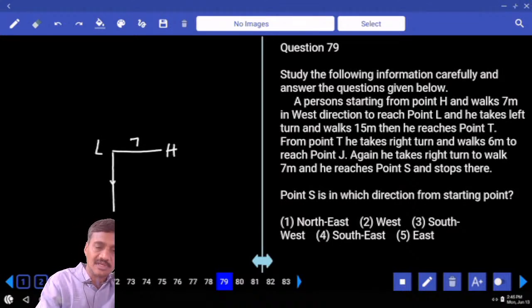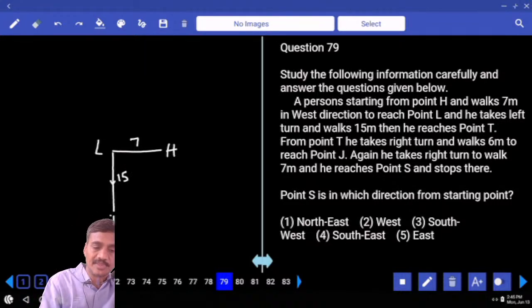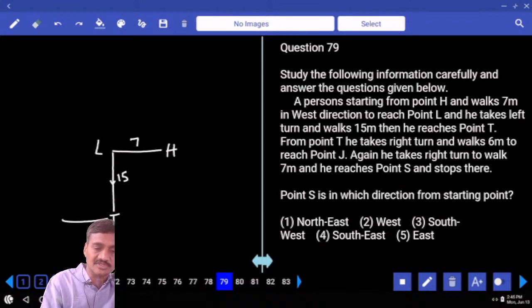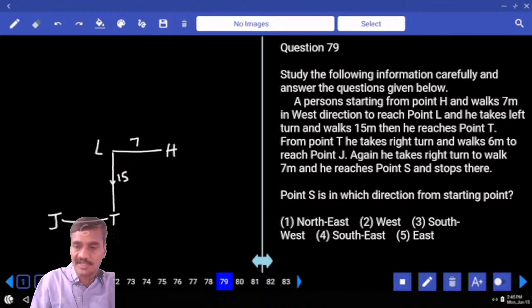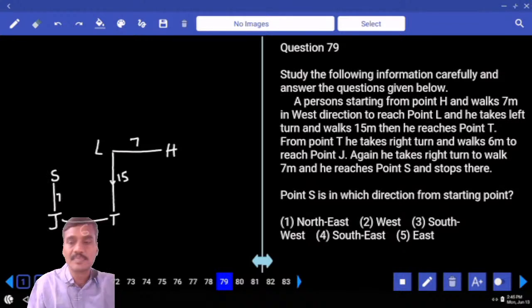From here, left hand side, he walks 15 meters and reaches point T. From T, he takes a right turn, walks 6 meters and reaches point J. Again he takes a right turn, walks 7 meters and reaches point S.